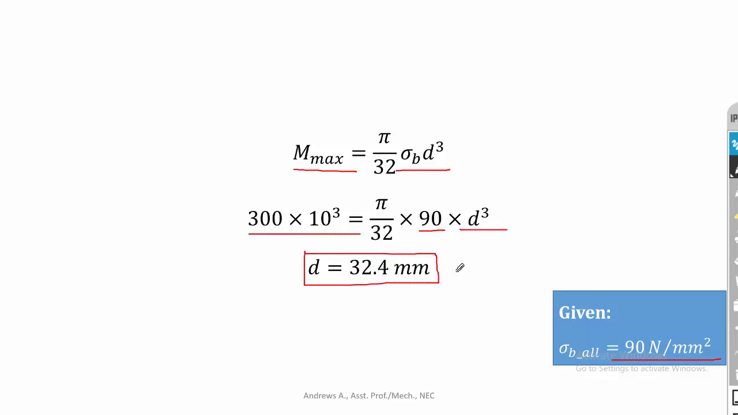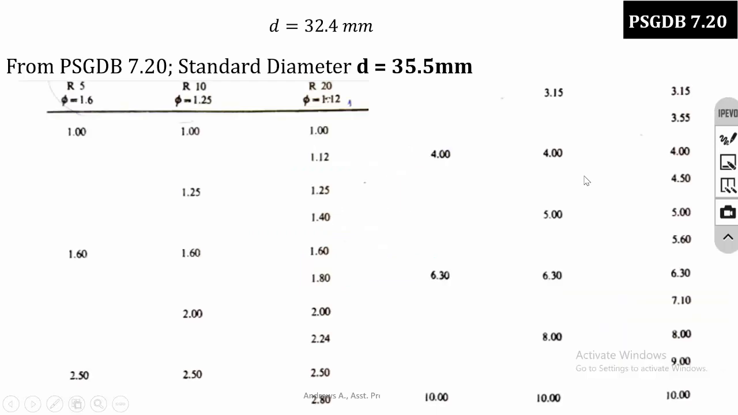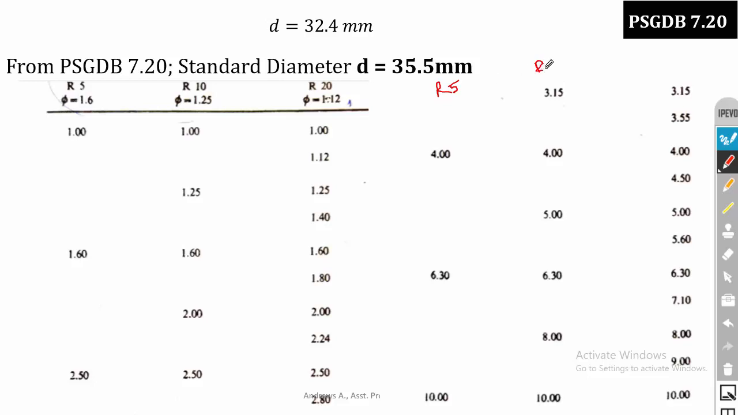Okay. So this is the calculated diameter. Now the important step, we have to standardize this diameter. As I told earlier, we have to use the R20 series. So this is the second half. It is R5, R10, and this is R20. This is there in your data book page number 7.2.